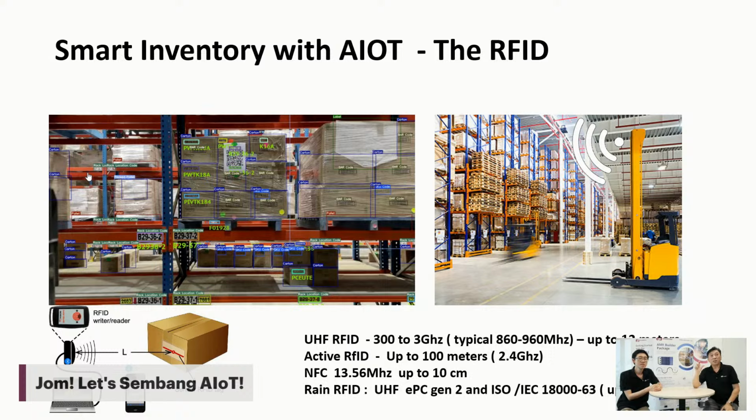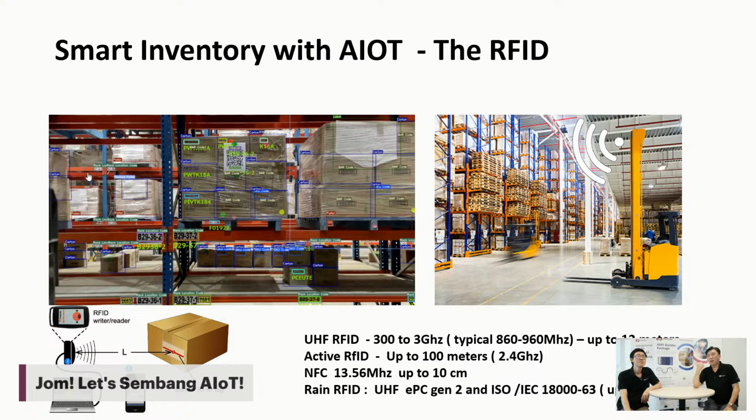UHF is right now under an approved band, 860 to 960 megahertz. I think some of the LoRa also falls under this. Sigfox also falls under this, but the transmission power of this one is very low. And there is an allocated band, it's a free license. You do not need to apply for any license.